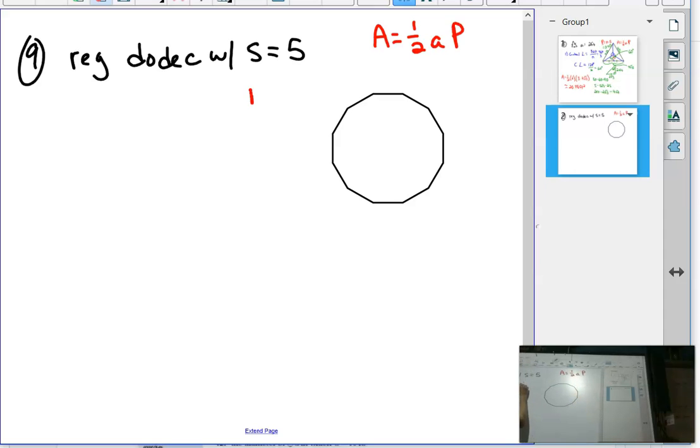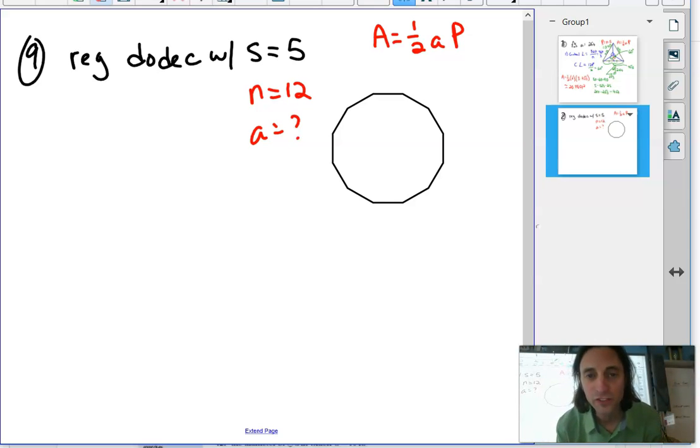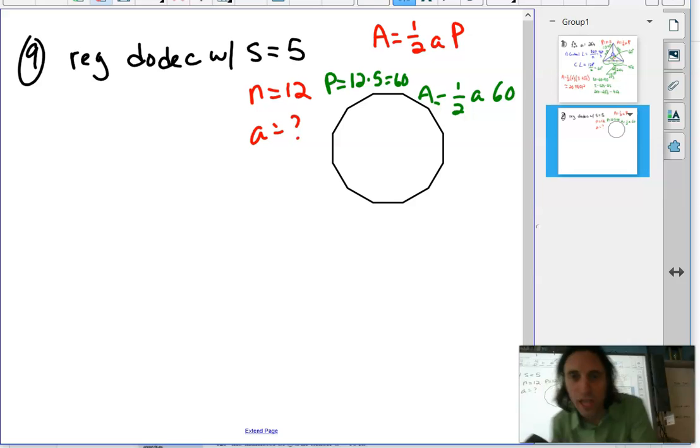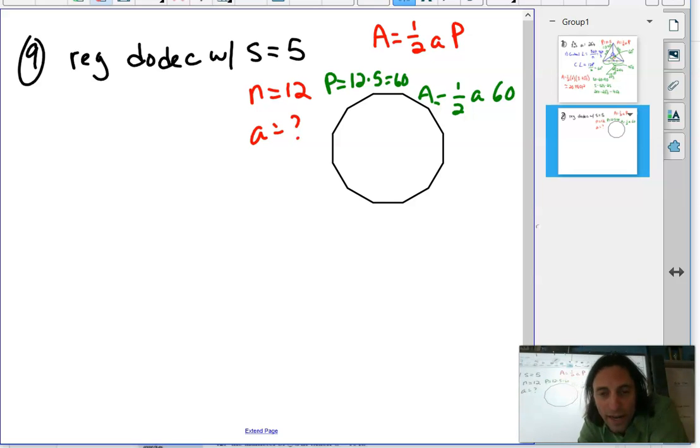And then I know things like n is equal to 12. I need to figure out A. That's a big problem. But I know the perimeter right off the bat. The perimeter is 5 times 12, or 60. So perimeter equals 12 times 5, which is 60. So now I have 60. Area equals 1/2 A P, capital A, of course, is area. All right. Whew. Here we go.